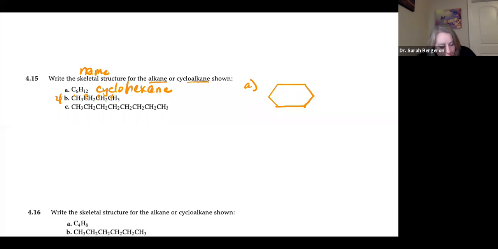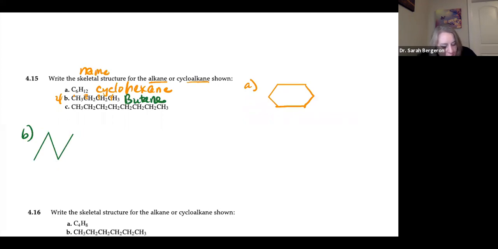Do a different color. Butane. So butane is 4 carbons. So I'm going to start 1, 2, 3, 4 carbons. Kind of looks like an N. Okay, make sure 1, 2, 3, 4. And that's all you have to do. Isn't it so nice and easy?